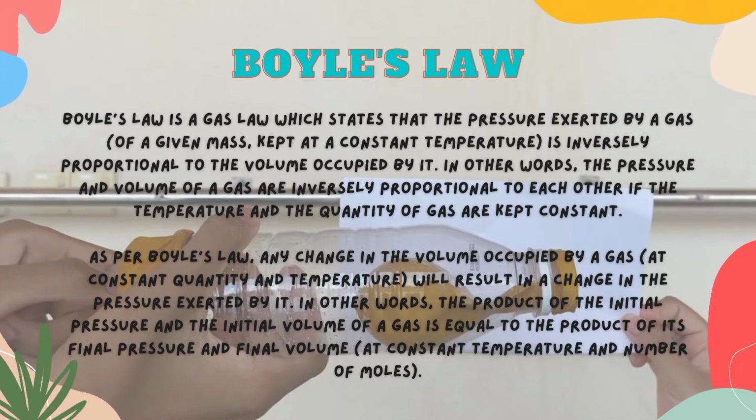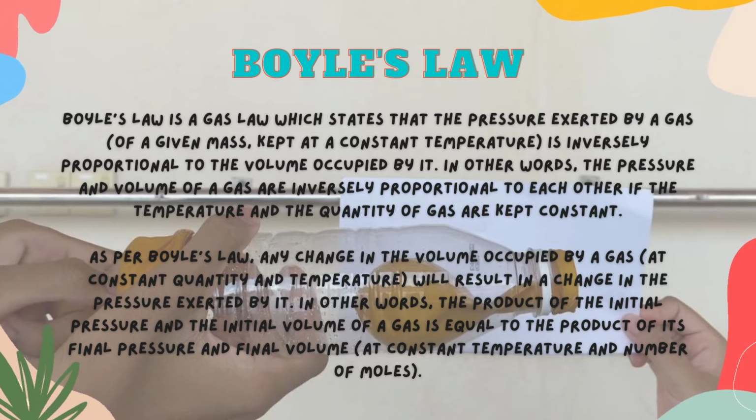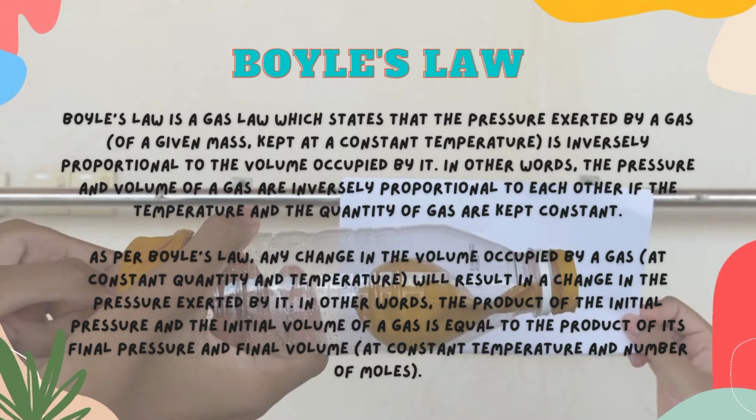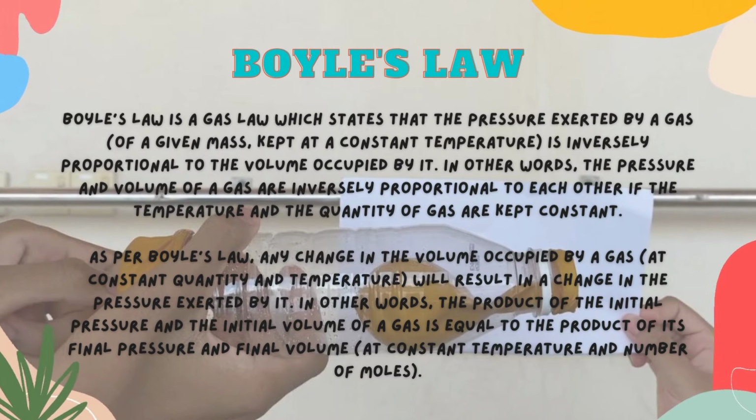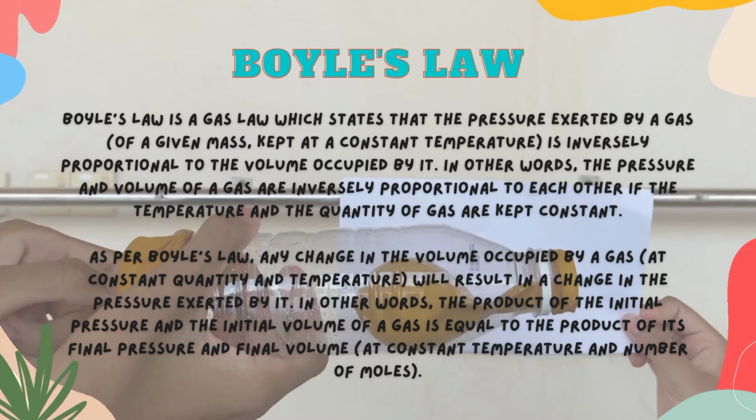Boyle's law is a gas law which states that the pressure exerted by a gas of a given mass kept at a constant temperature is inversely proportional to the volume occupied by it. In other words, the pressure and volume of a gas are inversely proportional to each other if the temperature and the quantity of gas are kept constant. As per Boyle's law, any change in the volume occupied by a gas at constant quantity and temperature will result in a change in the pressure exerted by it.